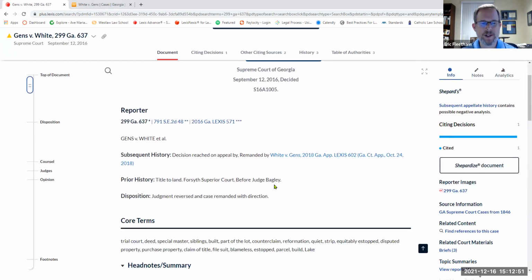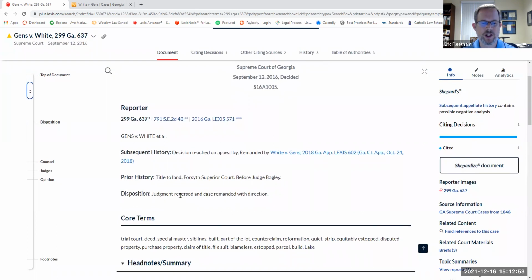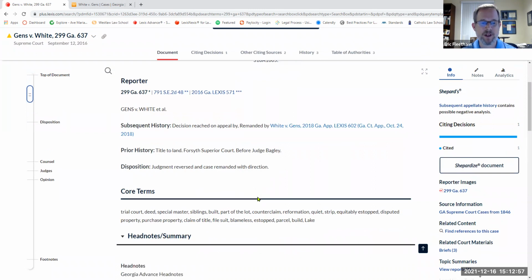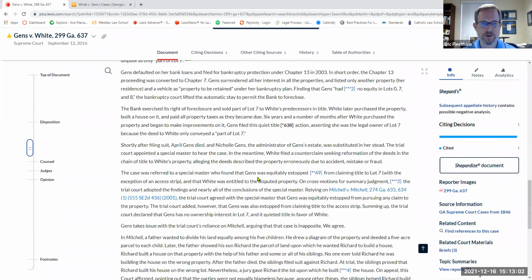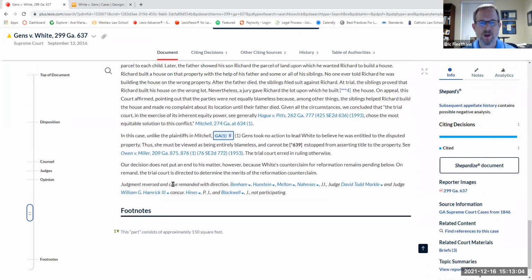All right, and it tells us under disposition that judgment was reversed and case remanded with direction. Well, we know that because we saw it in Westlaw, but we can scroll to the bottom. Here we go. Okay, so on remand, the trial court is directed to determine the merits of the reformation counterclaim, judgment reversed and case remanded with direction. Okay, let's see if we can find it.